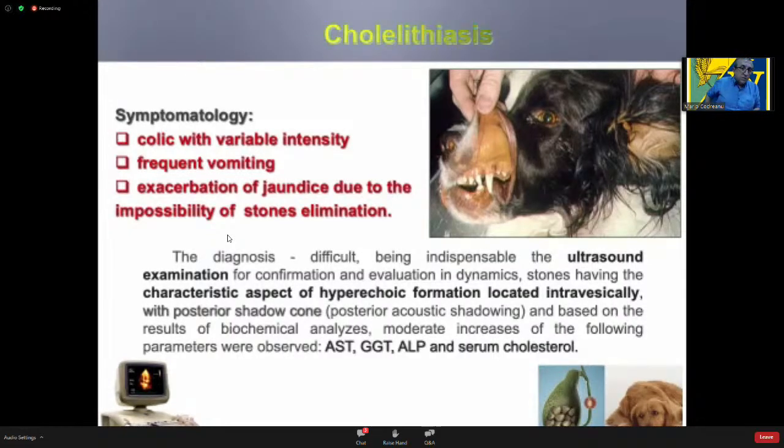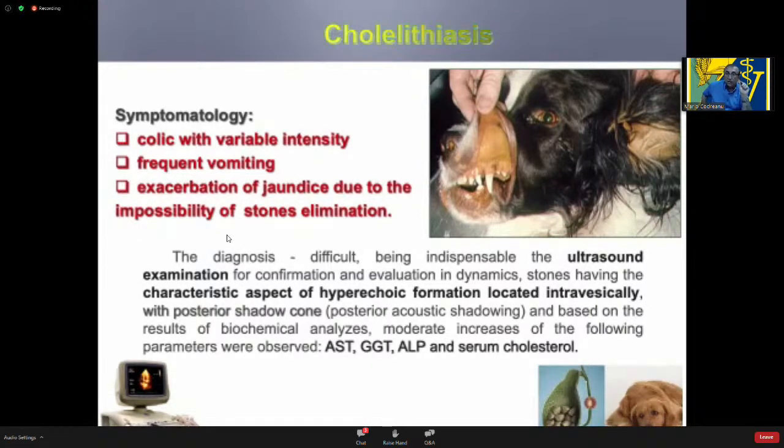Regarding the diagnosis, it seems to be very difficult using only a clinical approach. It's important to also perform an ultrasound examination, and in order to confirm the presence of these stones in the gallbladder, it's important to evaluate this medical condition in dynamics, because, as I told you, it's a non-aggressive technique and you can perform this exam even daily or 3 times a day, it doesn't matter.